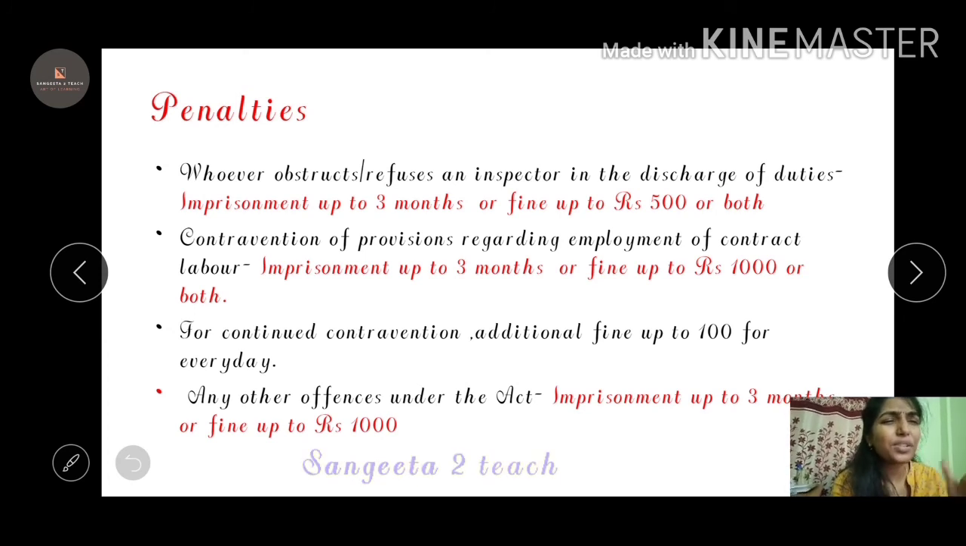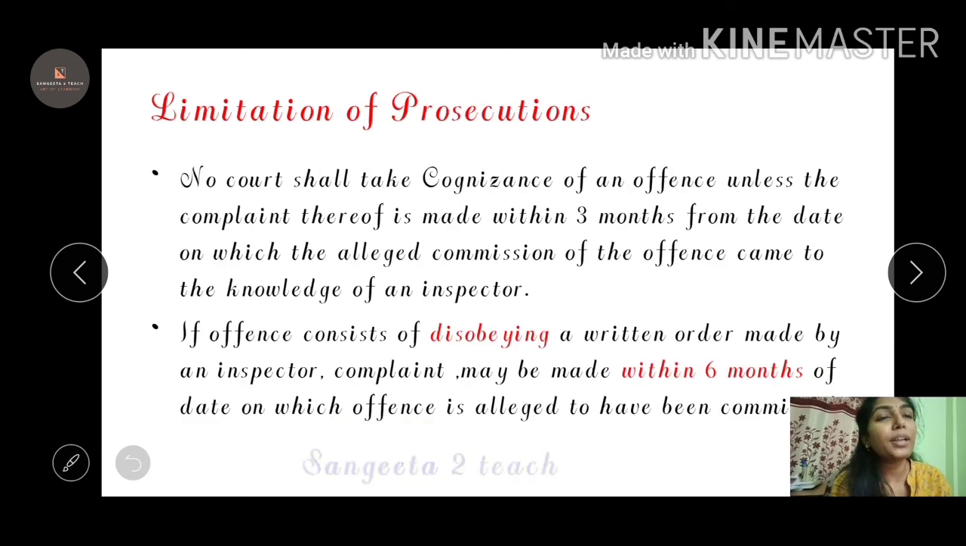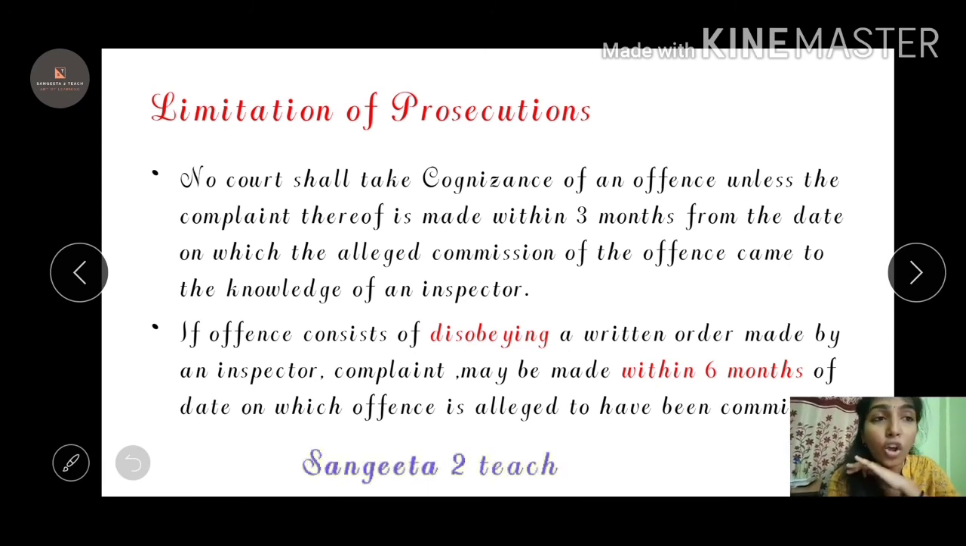And this is the way you remember, everything is like a theoretical way. Only when you link and study, that is the way you make things easier, right? Coming to the limitations, if there is a complaint within 3 months, then the court can take up the matter. If there is no complaint, then no court can interfere in this matter. And if there is some disobeying kind of thing, then within 6 months they can go for it.